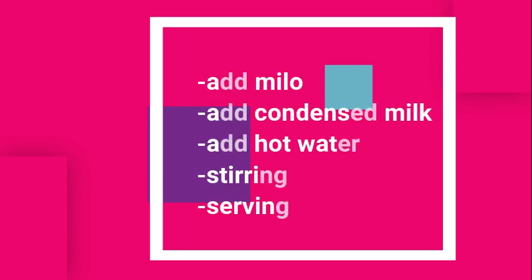The next menu is Milo. Making Milo involves only 5 steps: add the Milo, add condensed milk, and add hot water. After that, stir, then serve to the patients. Overall, there are 4 HCP and only 1 CP in this flow of process.